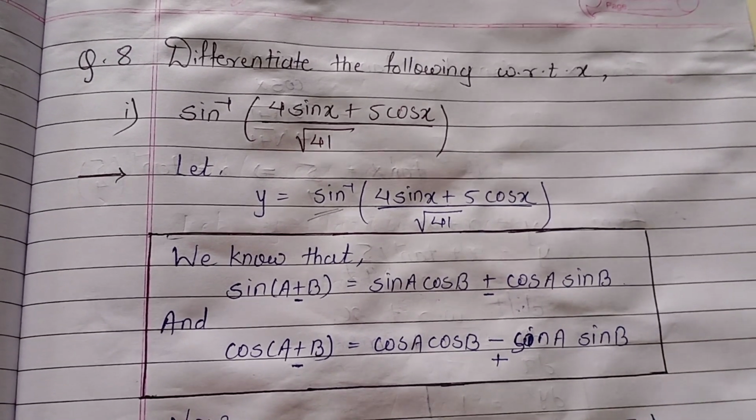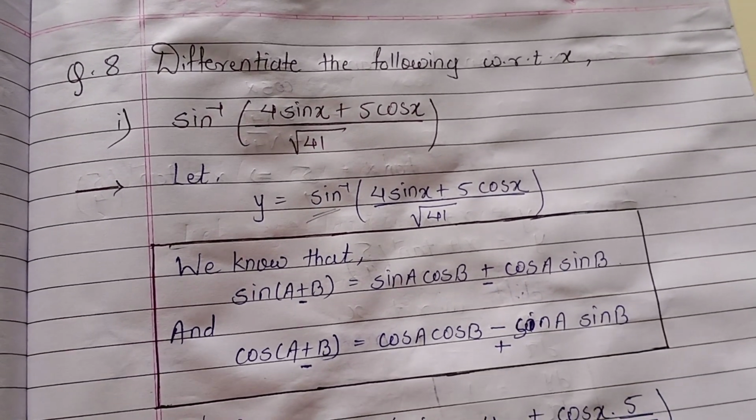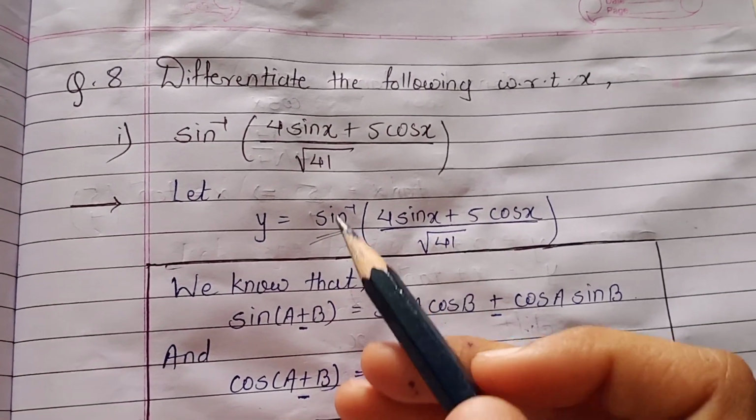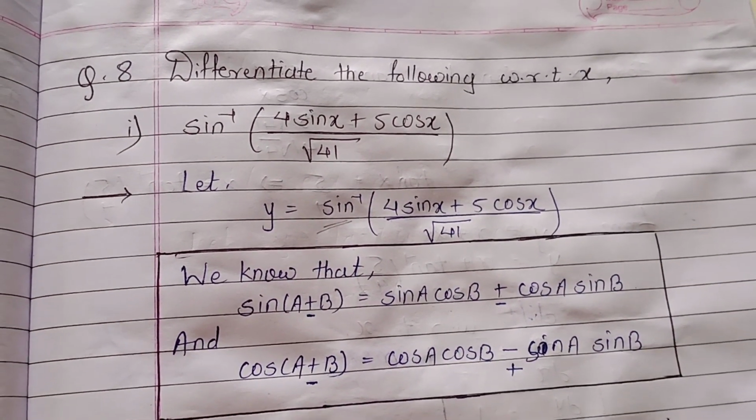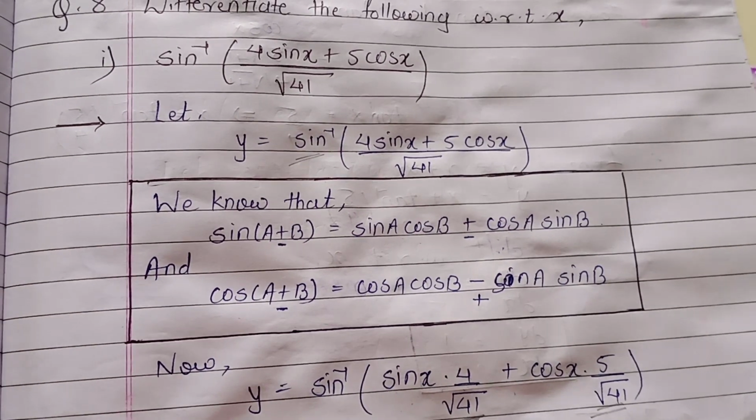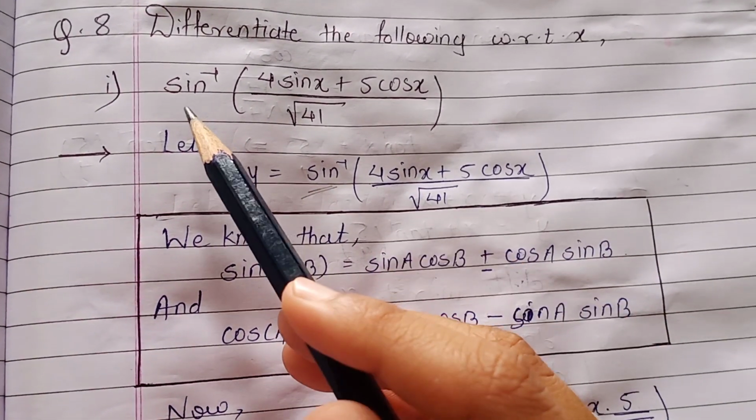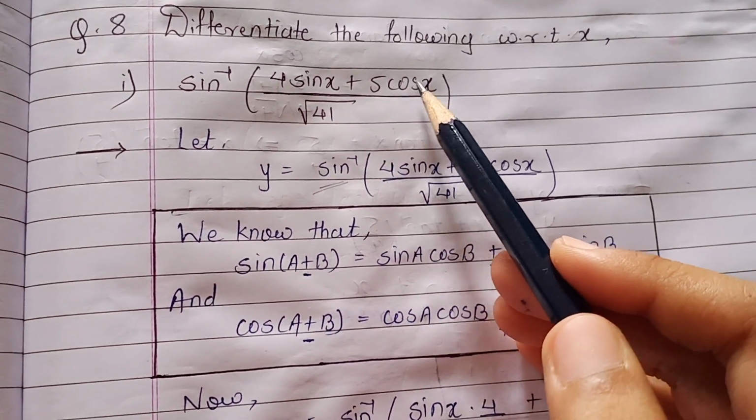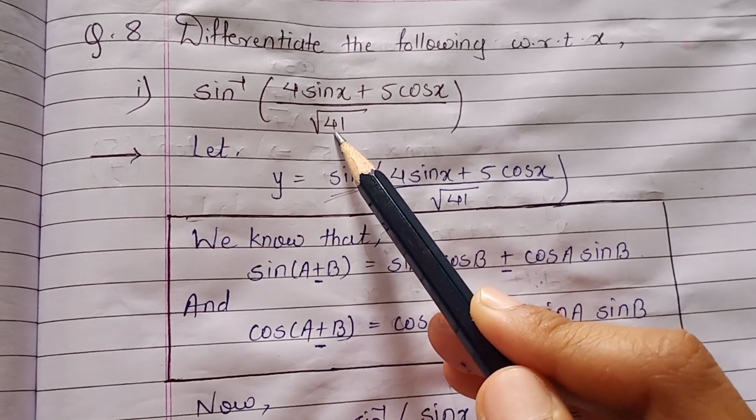Hello, today we'll see question number 8 from exercise 1.2, which is: differentiate the following with respect to x. Now, this is something different. It is sin inverse of (4 sin x plus 5 cos x) upon root 41.